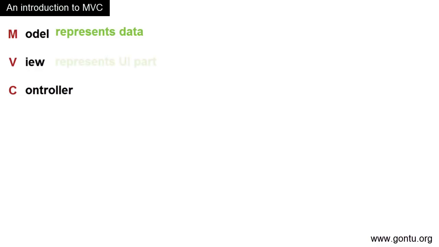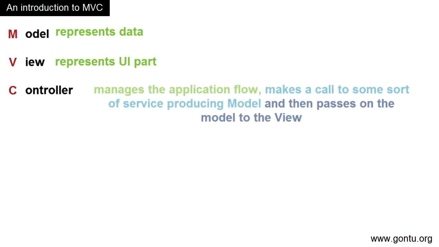It says an application should always be divided into three components called MVC: model, view and a controller. The model represents data. The view is the UI part. The controller manages the application flow, makes a call to some sort of service producing the model, and then passes on the model to the view.